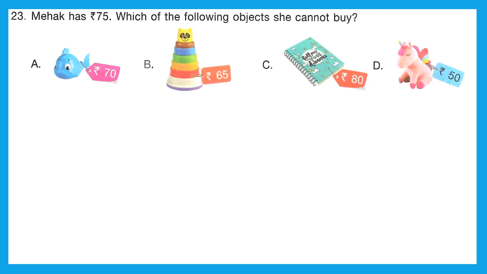So A is fish toy. It costs rupees 70. Mehak can definitely buy it. The B one is the stacking toy. That costs rupees 65. Again, Mehak can buy it. C is book. And that costs 80, which is higher than 75. So Mehak does not have sufficient funds to buy rupees 80. The D option is a unicorn. So that costs rupees 50. Again, Mehak can buy that. So our correct option is option C, because it costs more than what Mehak has.